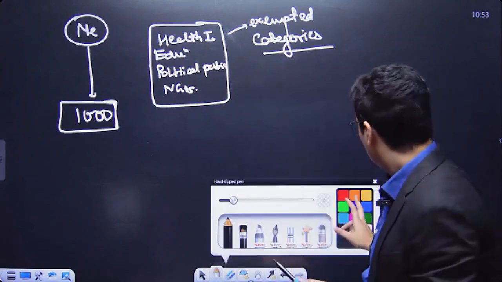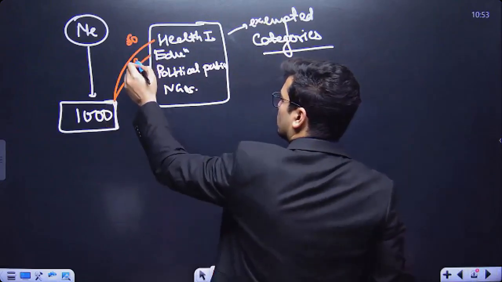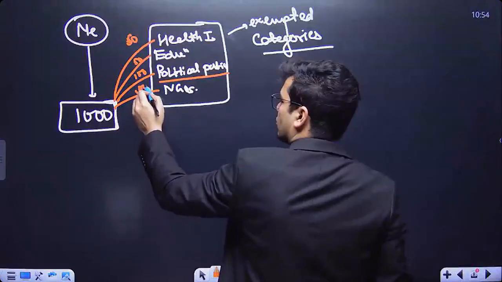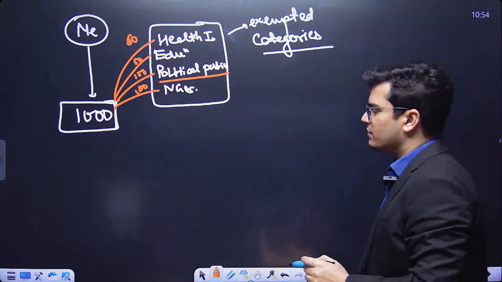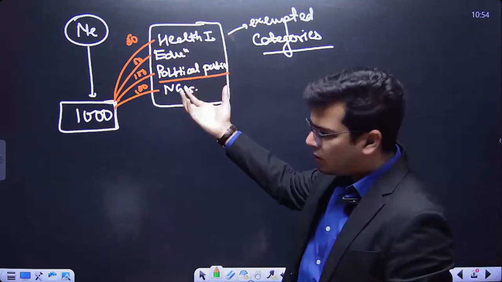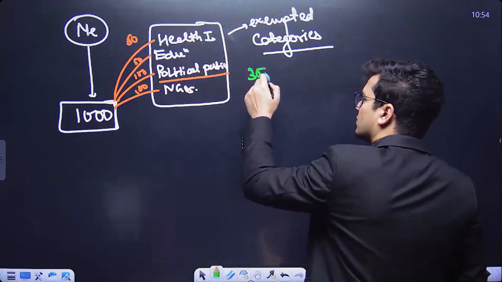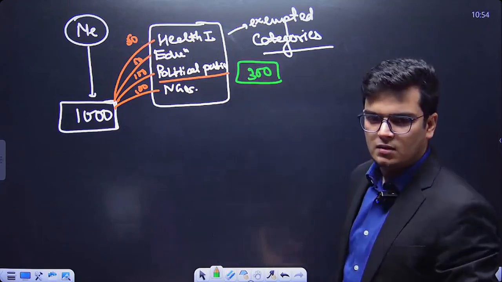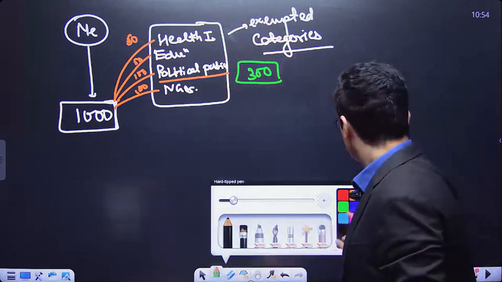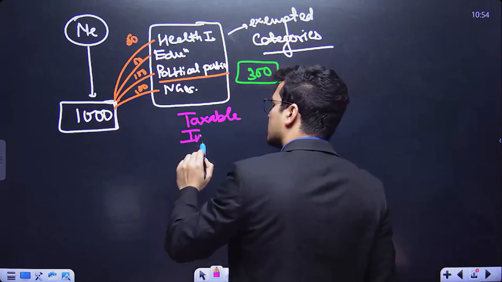So let's say I have spent 50 rupees on health insurance, 50 rupees on education, 100 rupees on donation to political parties, 100 rupees on donation to NGOs. Now government will say okay, you have spent on these exempted categories a total of 300 rupees, 100 plus 100 plus 50 plus 50. On these 300 rupees, we will not charge any tax. So we will first calculate something called your taxable income. What part of your income is actually taxable?